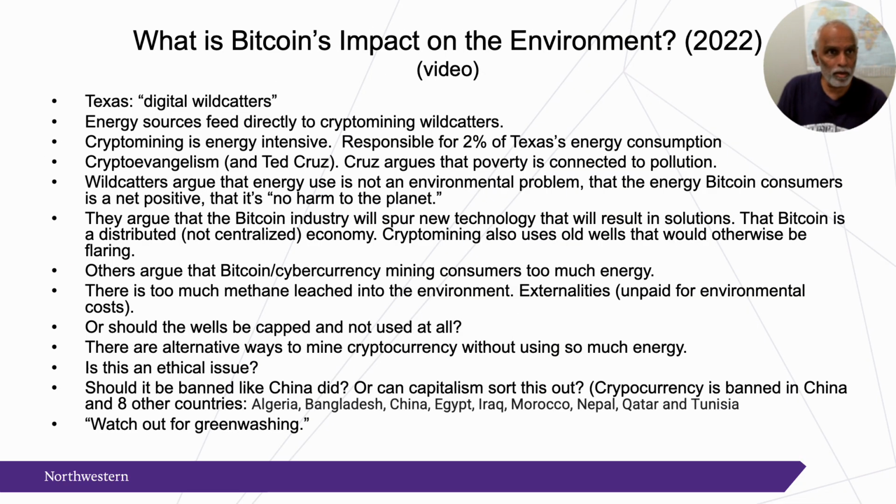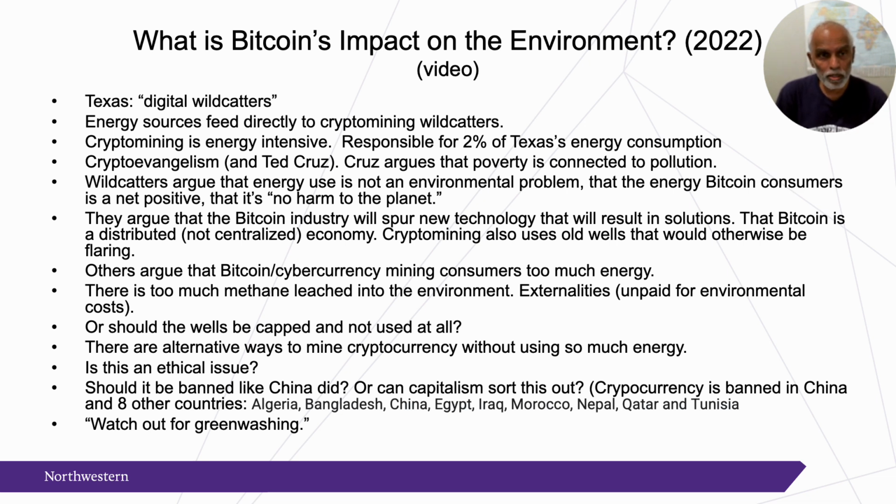In terms of Bitcoin's impact on the environment, this is a video published in 2022. It's a group called Digital Wildcatters in Texas. They go after heavy energy farming, as well as using it. The energy sources feed directly to crypto mining in Texas by the wildcatters. Crypto mining is energy intensive, responsible for 2% of Texas energy consumption, and the crypto evangelism is also supported by Ted Cruz, the senator from Texas, who argues that poverty is connected to pollution. Wildcatters argue that energy use is not an environmental problem, that the energy Bitcoin consumes is a net positive, and that it does no harm to the planet.